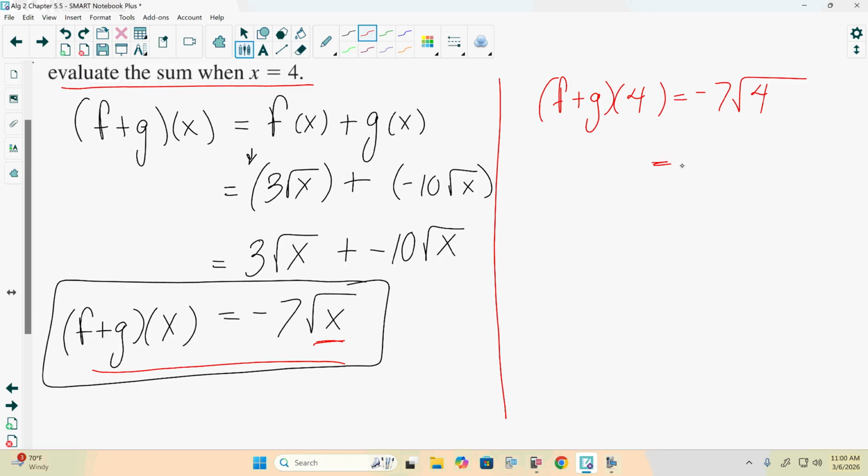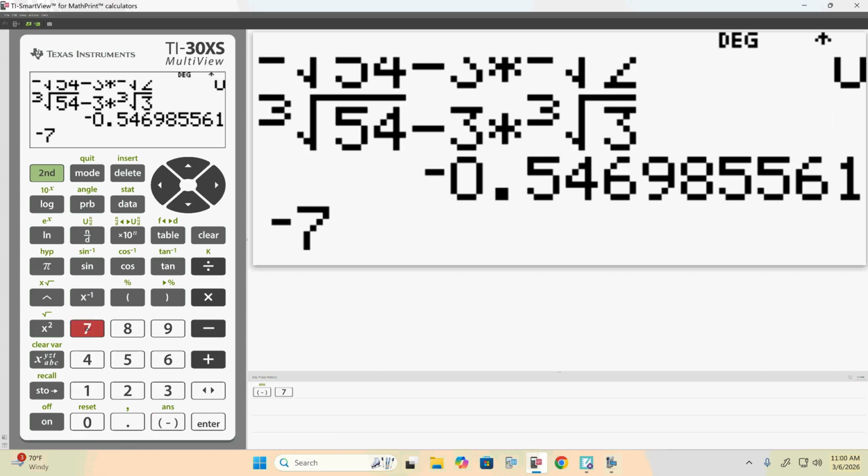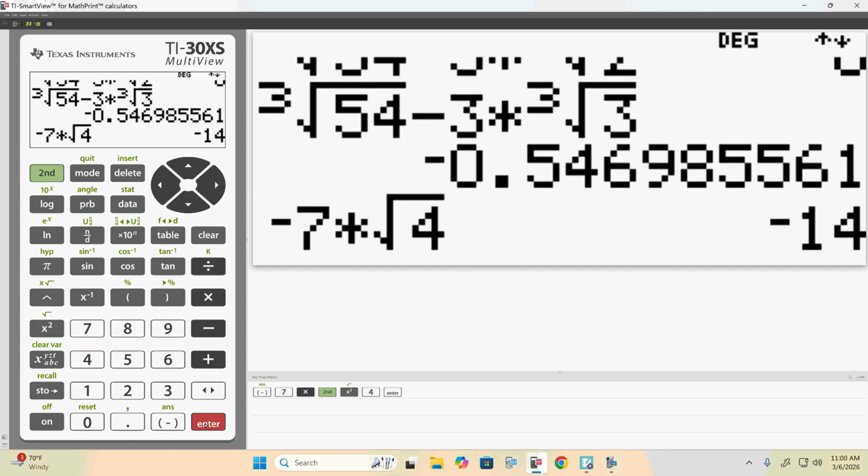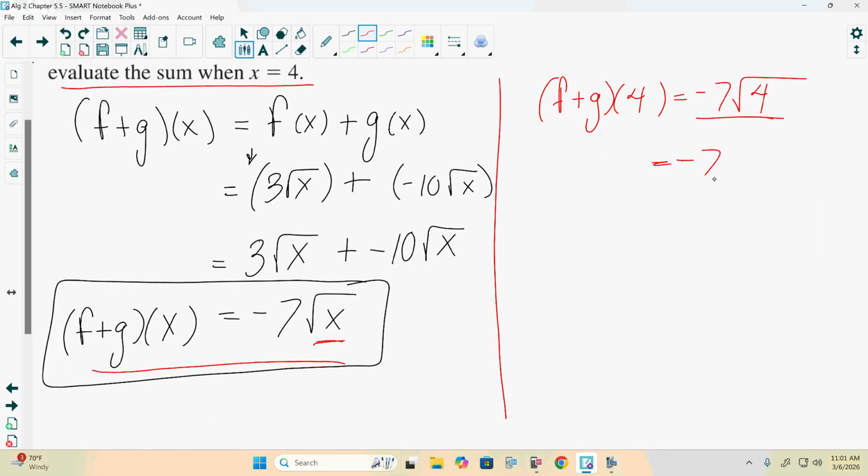Now at this point here, negative 7 times the square root of 4. Everything in there is a number, yes? No variables. Calculator can't do variables, but if it's all numbers, it can figure that out just fine. So if I grab the calculator and say negative 7 times the square root of 4, it tells me it is negative 14. And it does this because the square root of 4 is 2, because square root says what times itself is 4. And negative 7 times 2 is negative 14.